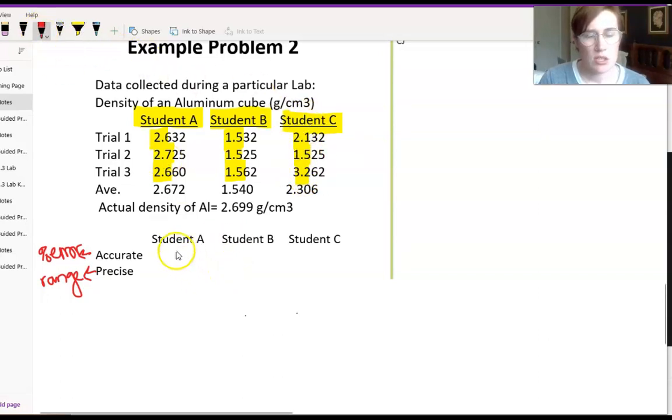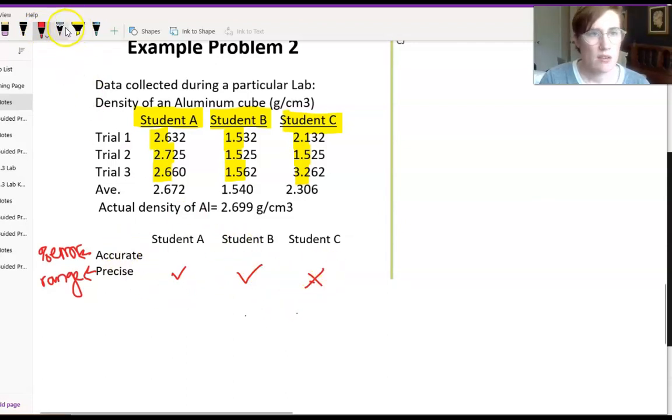So let's look at student A in regards to precision. Student A is precise, so we'll put a check mark. Student B is imprecise, so we'll put an X. And student C is, I'm sorry, I did that wrong, didn't I? Student B is precise, and student C is imprecise.